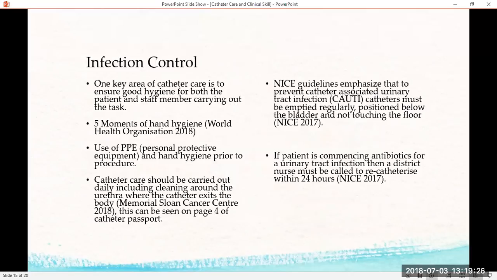And if patients have got a catheter passport in at the moment, you can see that on page 4 of the catheter passport. Has everyone seen the catheter passport now? No. If you haven't, it's worth asking one of your district nurses if they can bring in a copy for you to have as reference for all of this stuff. It's a useful thing to have. So just ask your local district nurses if they can bring you in a spare one.